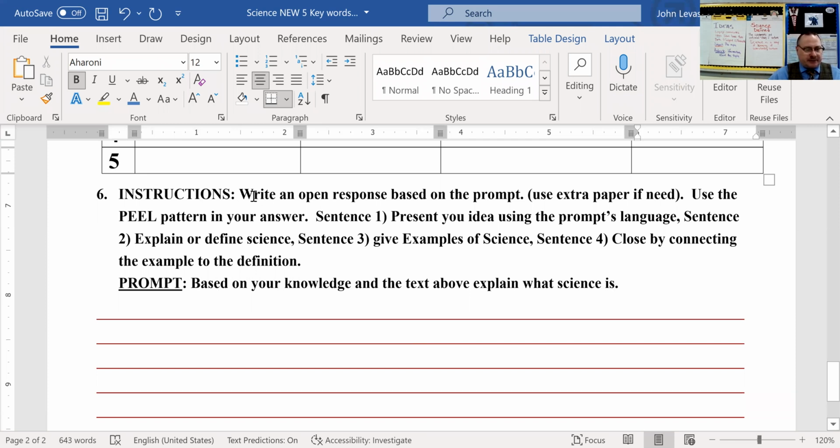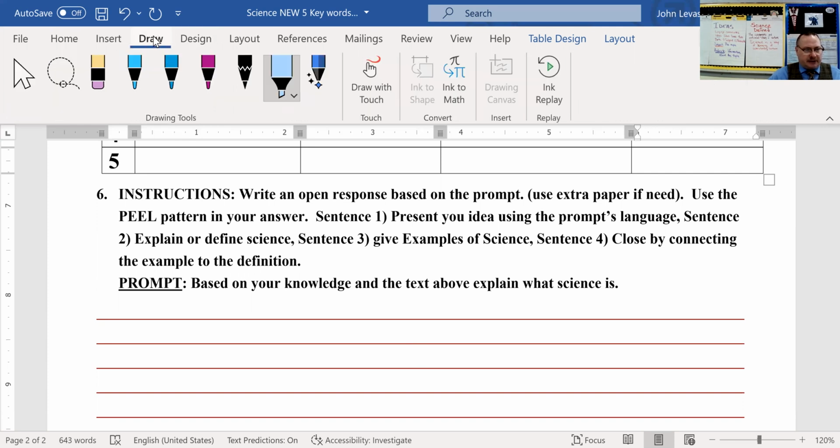So let's read the instructions. Instructions. Write an open response based on the prompt. Use extra paper if needed. Use the PEEL pattern in your answer. P-E-E-L. Sentence 1, present your idea.